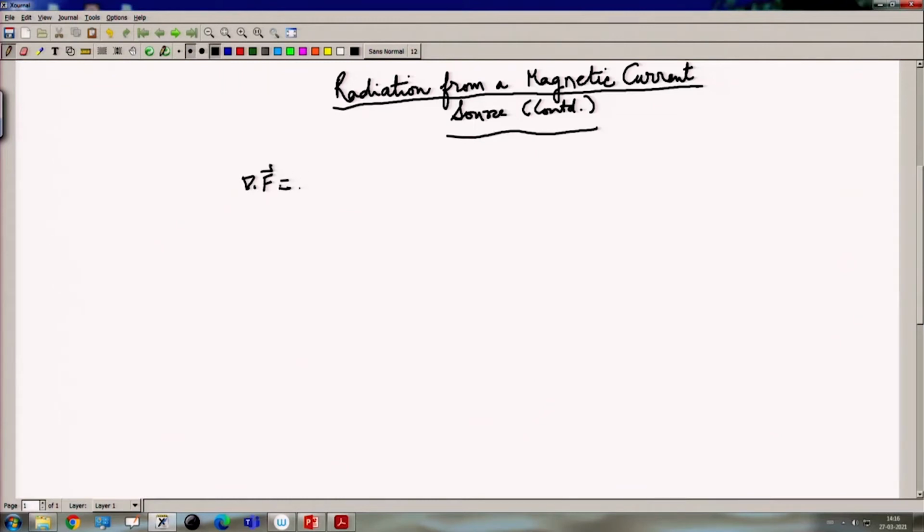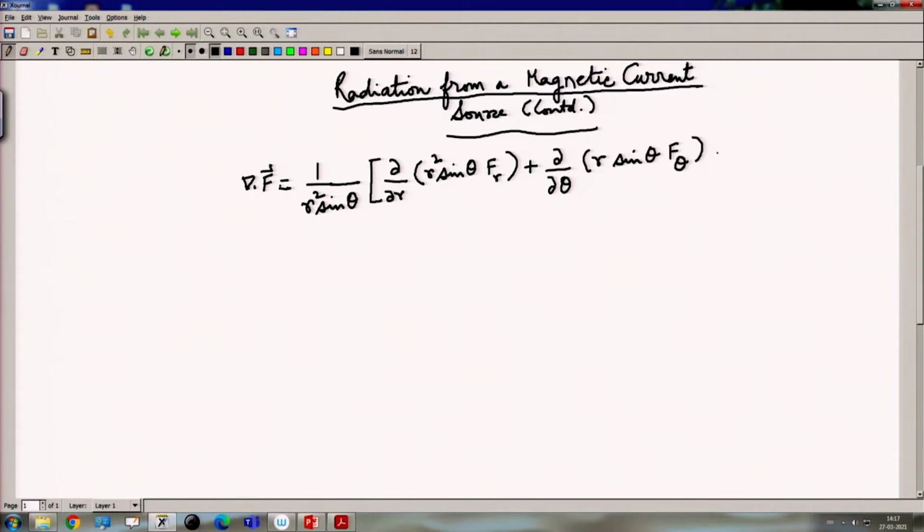So, the divergence of F will be one by r square sin theta, del del r of r square sin theta f r, plus del del theta of r sin theta f theta, plus del del phi of r f phi.